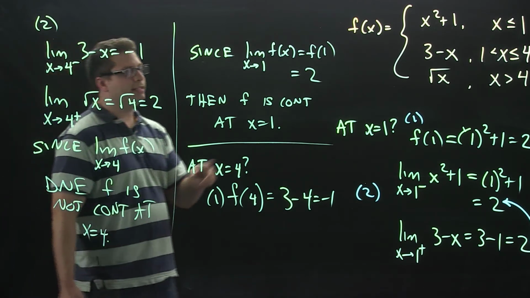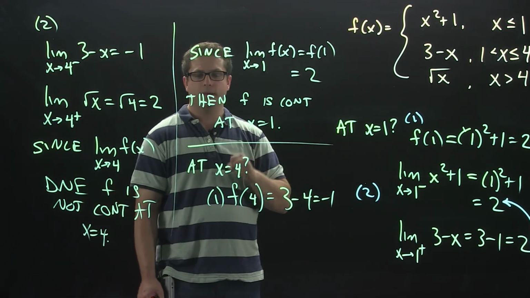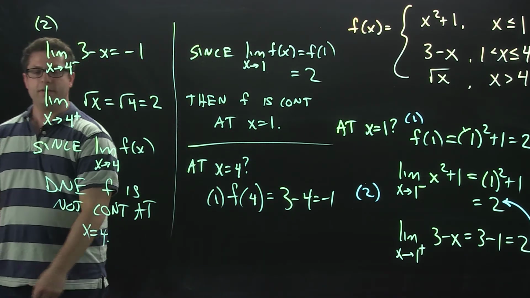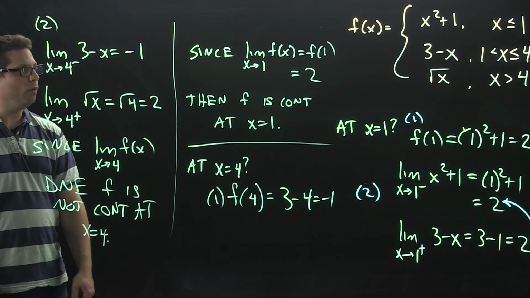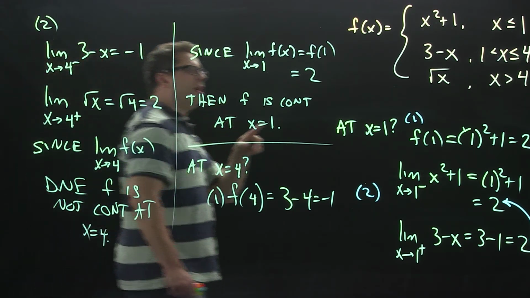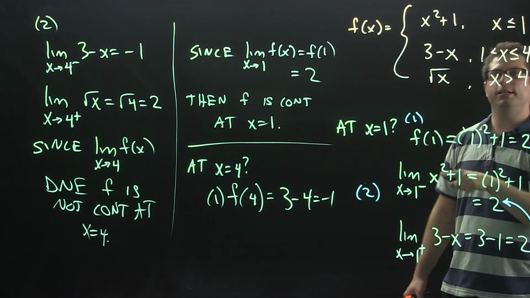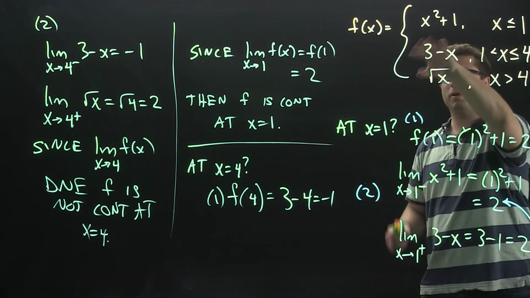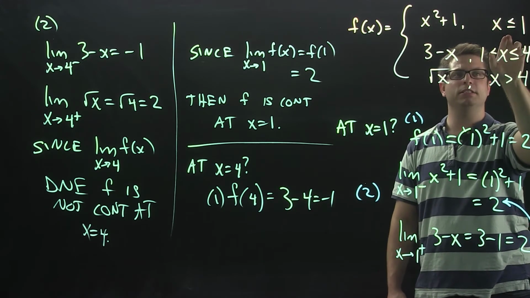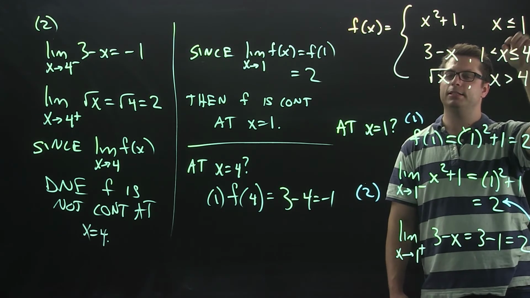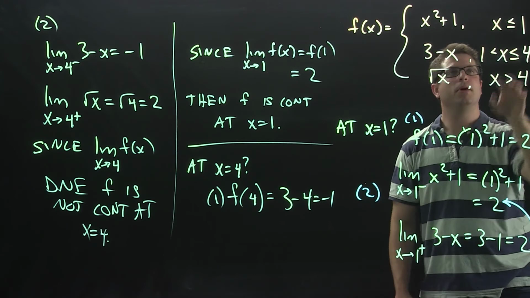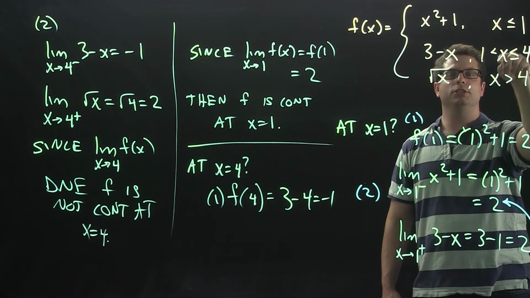So we had a good point at 1, bad point at 4. How do we write out our final answer? Well, real quick, each one of these functions is continuous on its domain. So x squared plus 1 is continuous when x is less than 1. Can't count 1 yet. I mean, we can now, but we couldn't count it before because it was a jump point.